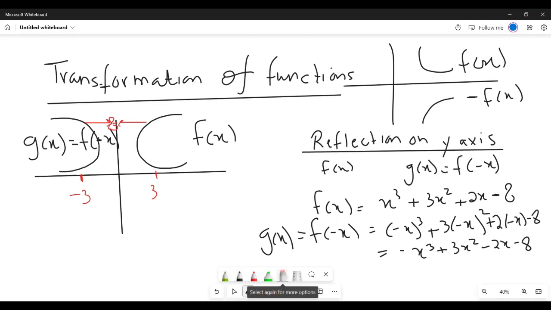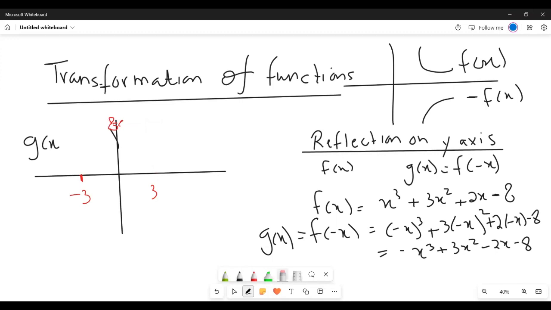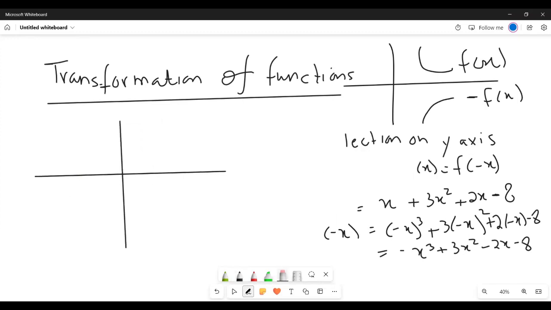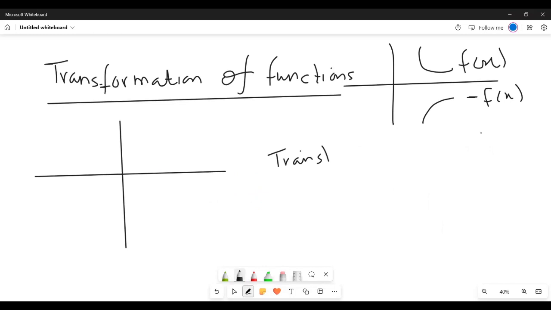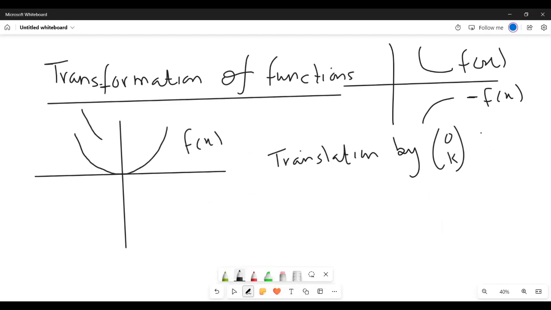Now we're going to discuss translation. So let's say translation by 0, k. That means that if this is fx, then gx goes certain units up or down. This would be gx.